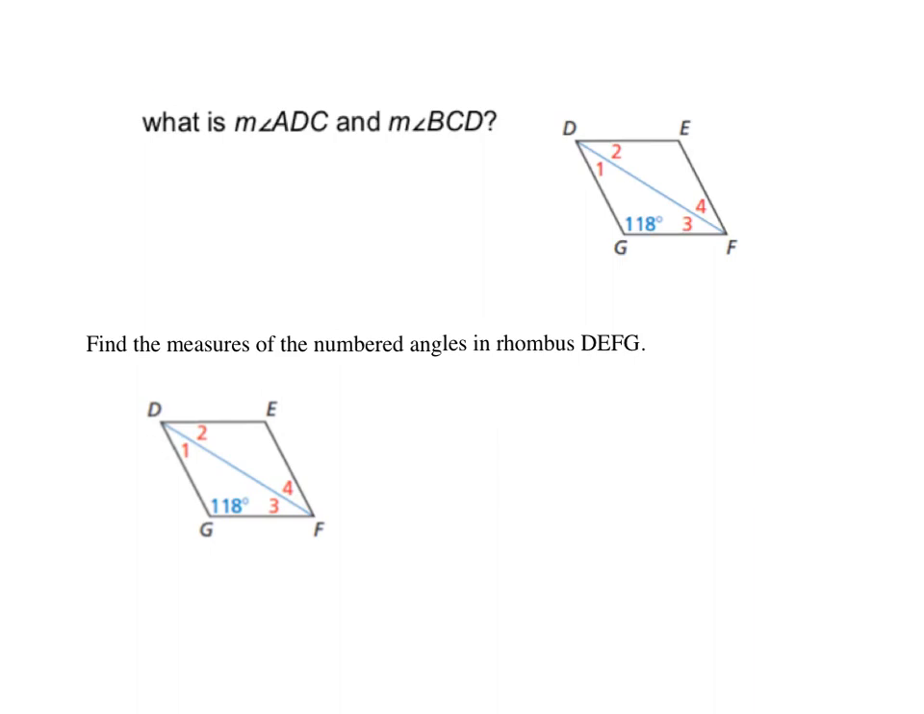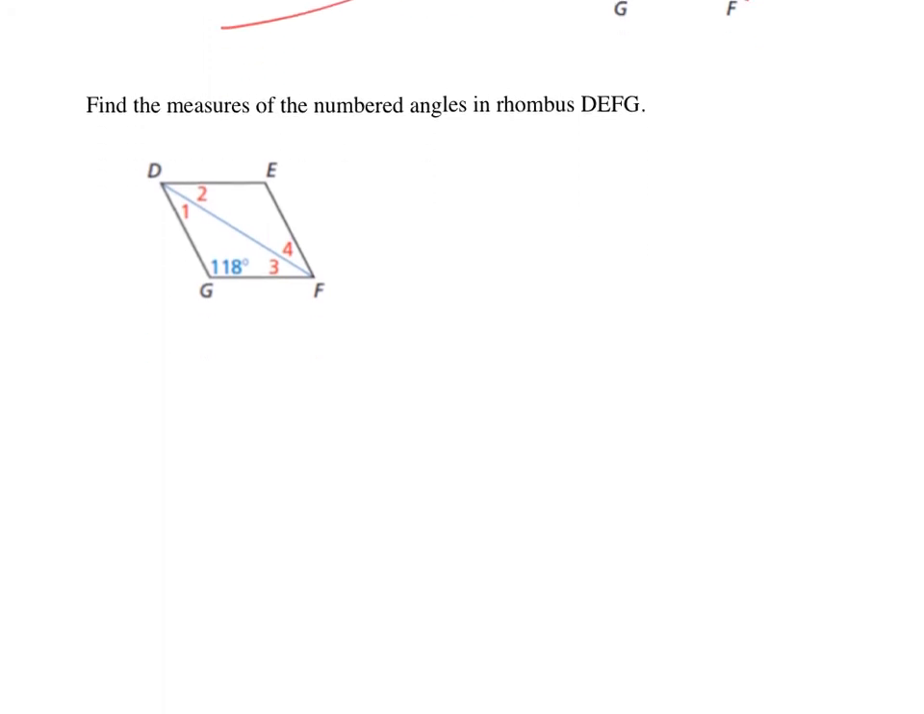Okay, so we're going to go ahead and cross that out and just do this one. All right, so find the measure of the numbered angles in rhombus DEFG. Well, we know that it's a quadrilateral, and it's a parallelogram, so angle E is also 118 degrees, and so therefore D and F have to be the remaining. So 118 plus 118 is equal to 236 degrees.